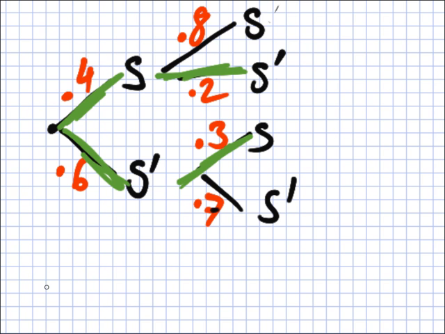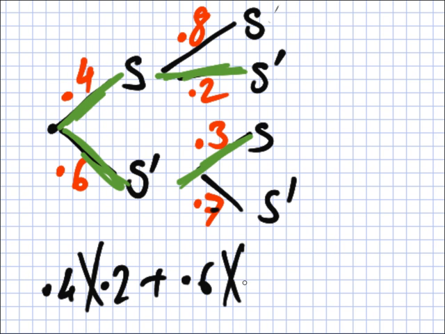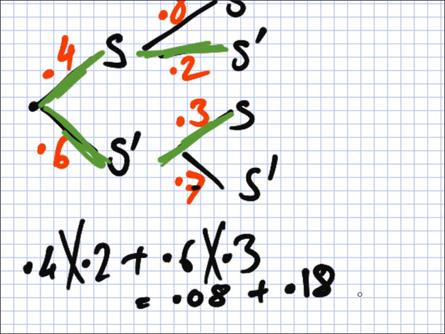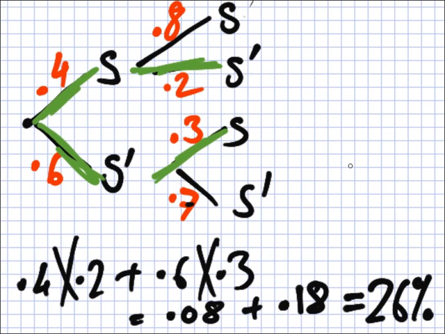So the answer would be 0.4 times 0.2 plus 0.6 times 0.3. So that is 0.08 plus 0.18, which is 0.26. So if you want to give it as a percent, that's a 26% chance of one snow day.